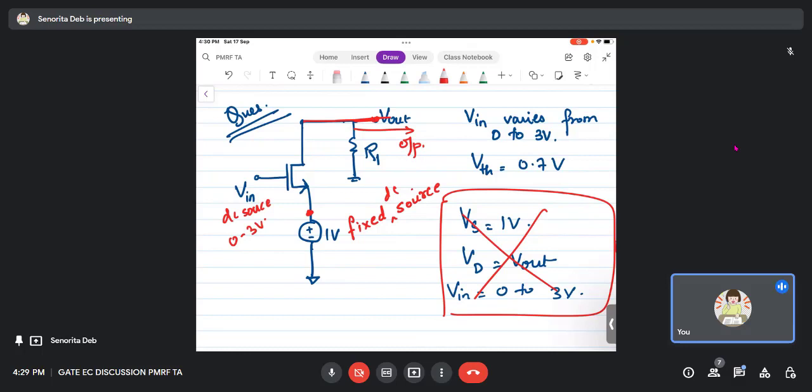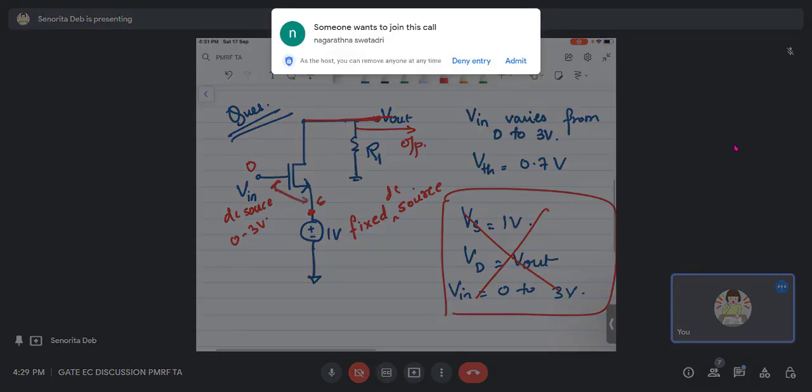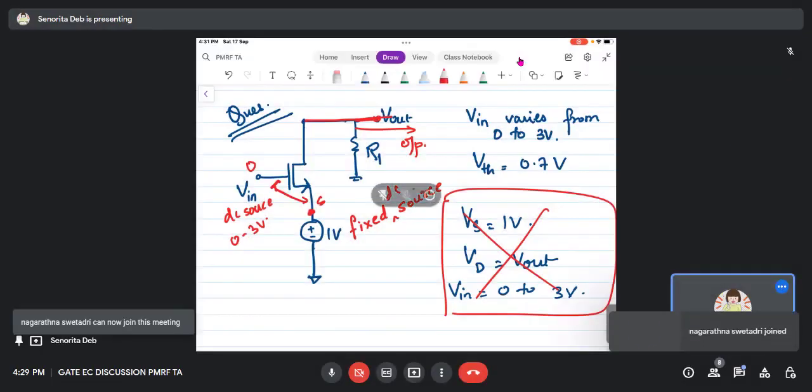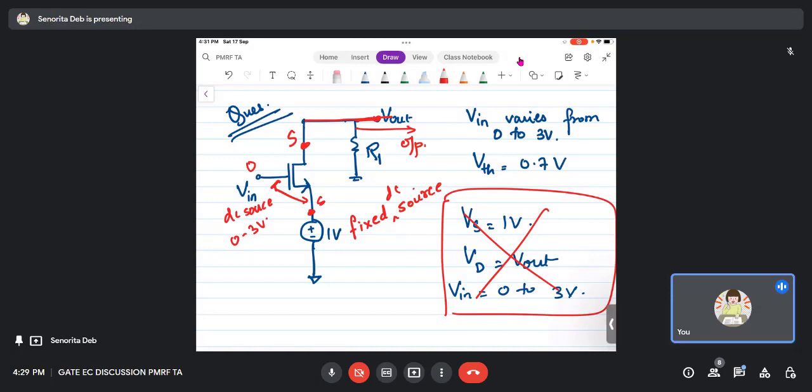Now V in is again a DC source, which is varying from 0 to 3 volts. When V in is 0, that means the MOSFET is off, right? Considering this is the source, VGS will be something negative. And even if I consider the other terminal the source, there is no V out either. So the MOSFET is off. Is this point clear? Initially the MOSFET is off. Is it clear? Or should I repeat?